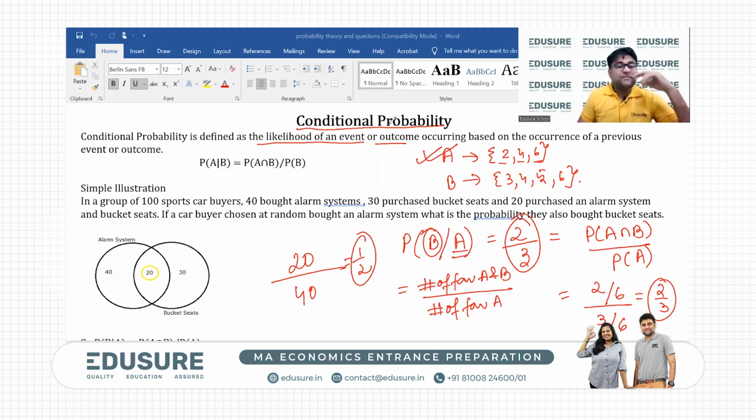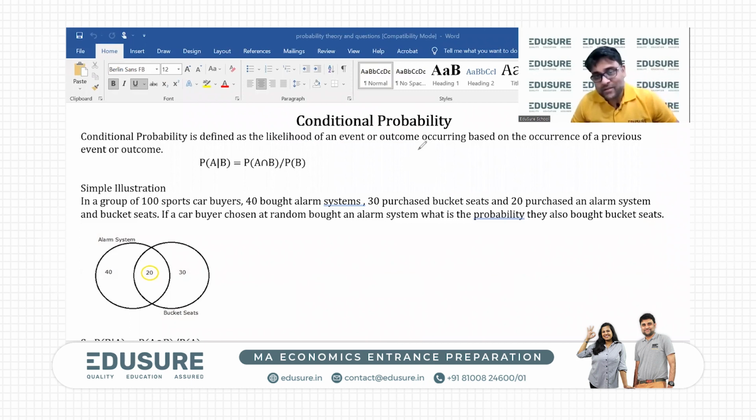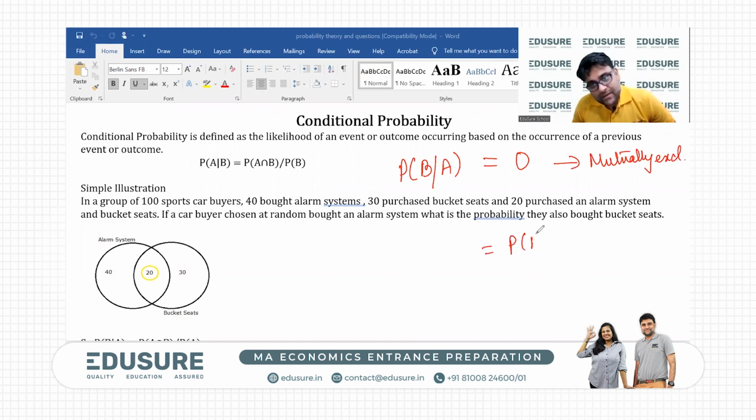Now, conditional probability will tell you many things. If I want to find the conditional probability of B given A, when A and B are mutually exclusive, B given A will be 0. And this is equal to simply P(B) in the case of independent events. Why is it only B? Because A has no bearing on B. Whether A has occurred or not will not affect the probability of B at all.